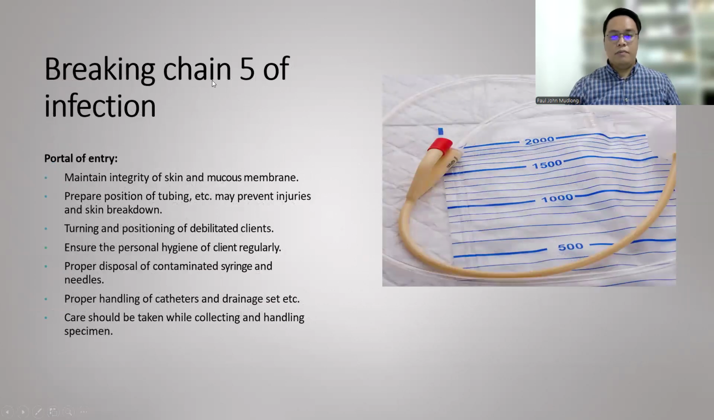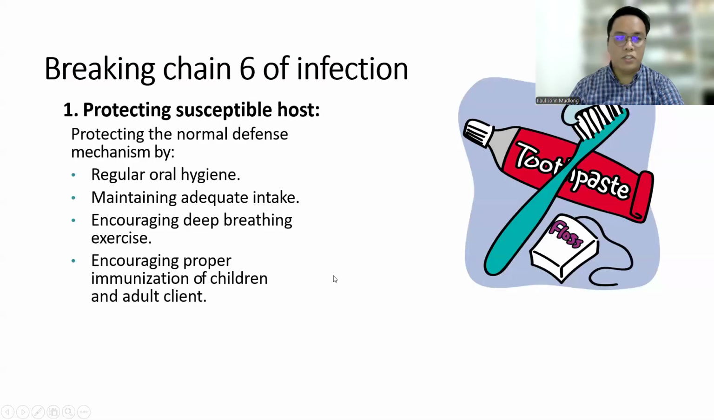All right. Next one would be breaking chain five of the chain of infection, which is the portal of entry. So maintain integrity of skin and mucous membrane, of course. Proper positioning of tubing, etc., may prevent injuries and skin breakdown. Turning and positioning of debilitated clients, correct? Ensure the personal hygiene of the client regularly. In the ICU, yeah, you do that. Proper disposal of contaminated syringes and needles. So we do have a proper disposal system. Proper handling of catheters and drainage. Care should be taken while collecting and handling specimens, of course.